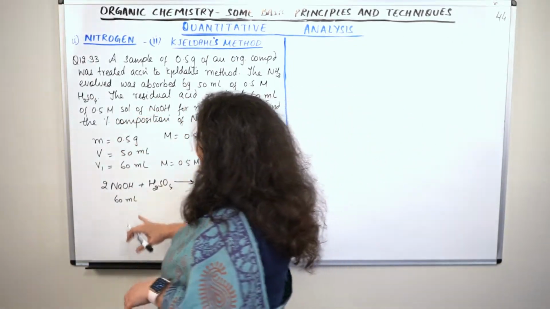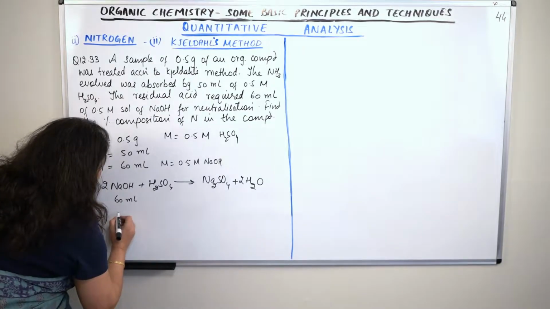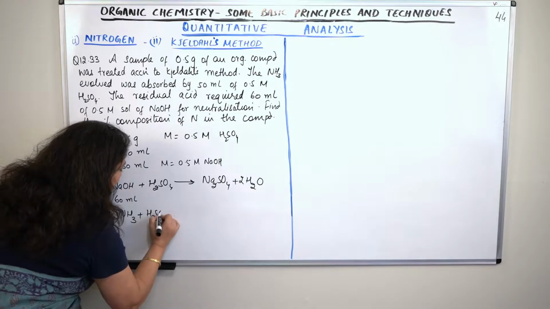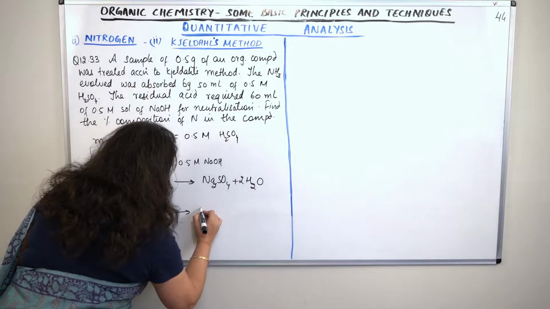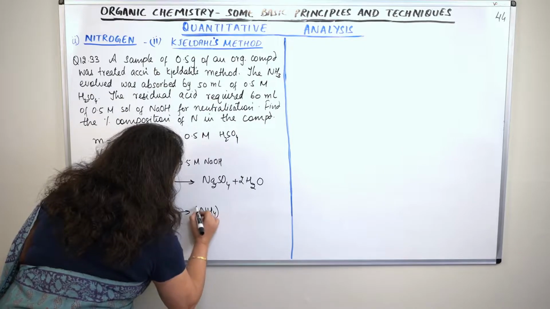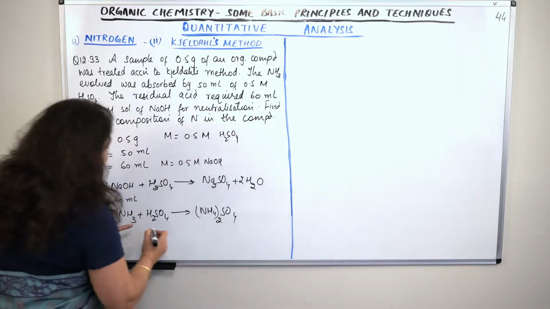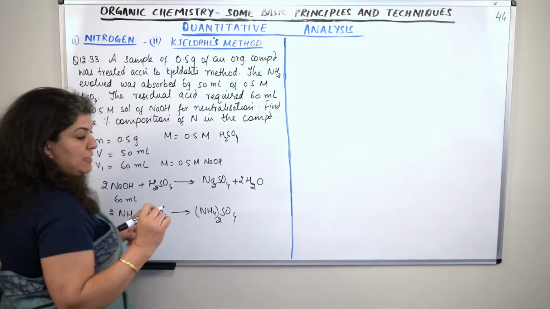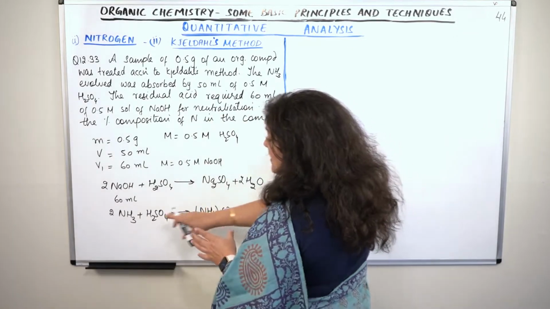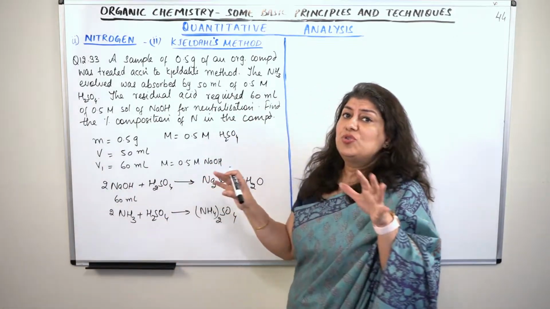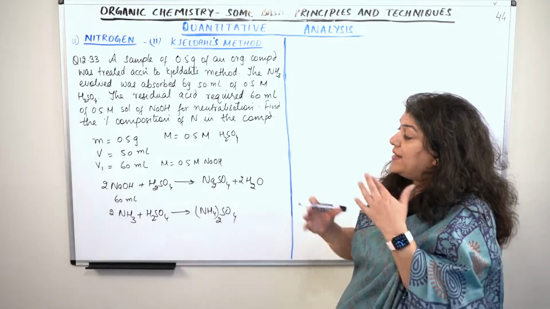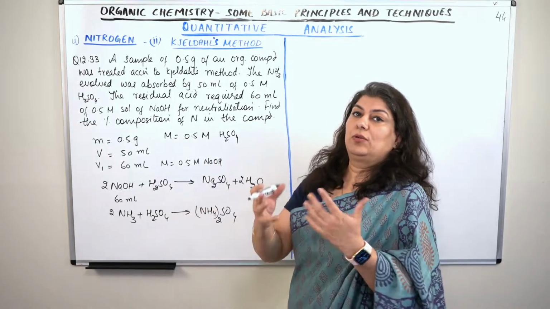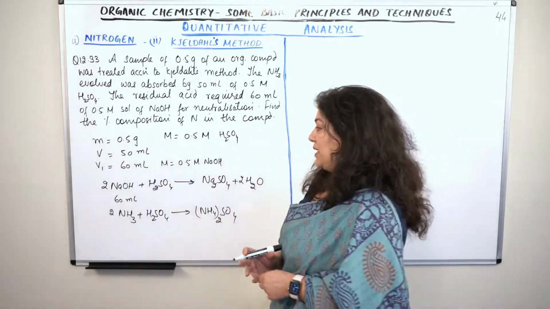Then, what is the other reaction that is taking place? 2NH3 will combine with H2SO4 to form (NH4)2SO4, ammonium sulfate. So for 1 mole of sulfuric acid, there should be 2 moles of ammonia. This is what we did in the previous problem also. These stoichiometric ratios of the two reactions are really important because they lead us to the volume of ammonia produced. Once we know the volume, we can calculate the mass, and once we know the mass, we can calculate the mass percentage.